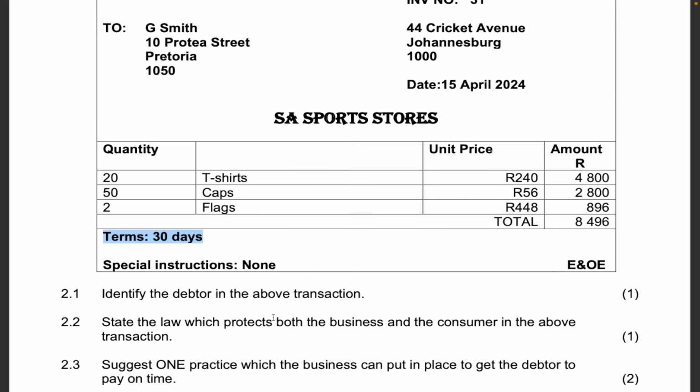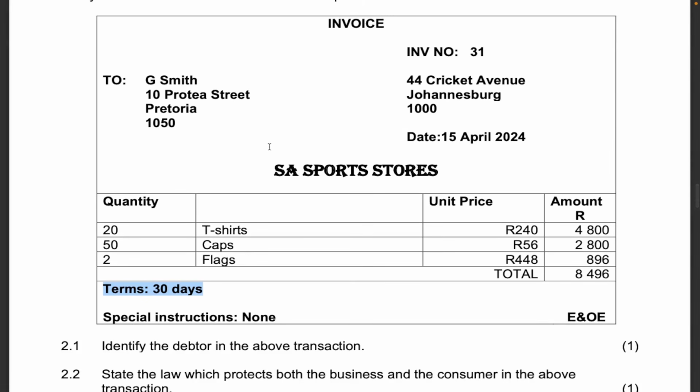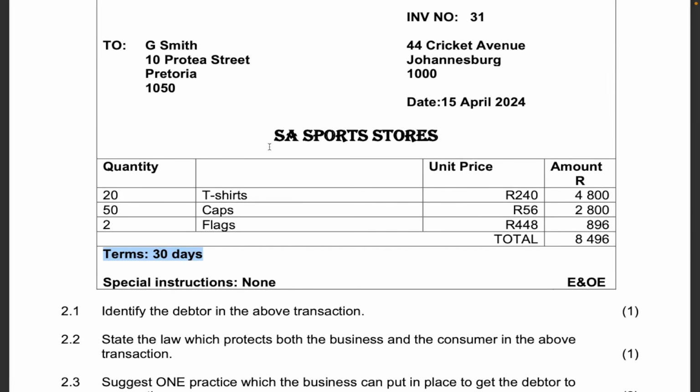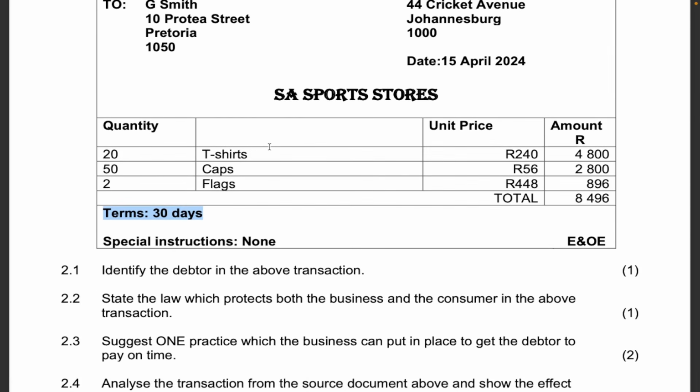But like I said, it's not the only one. Consumer Protection Act is another one, but the answer that they were looking for here is the National Credit Act, but they should have been a bit more specific. Remember, the National Credit Act is applicable here because you're selling to a customer on credit. If it was a cash transaction, then it won't be applicable here, okay, because you're not extending credit to the customer. But in this case, since you're extending credit to G. Smith, that is the answer that is applicable.